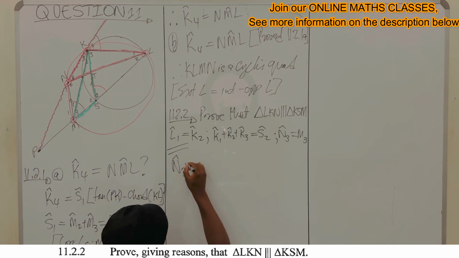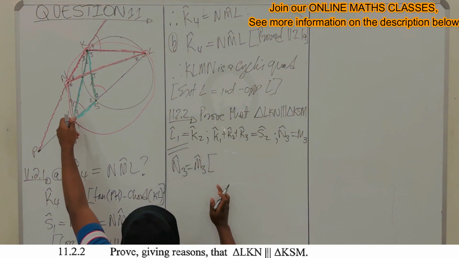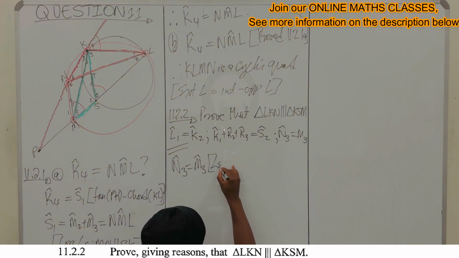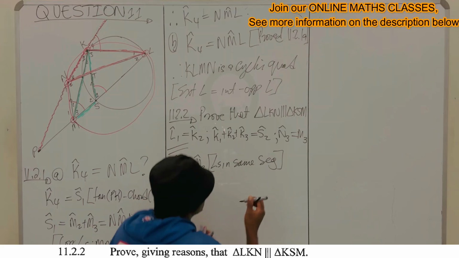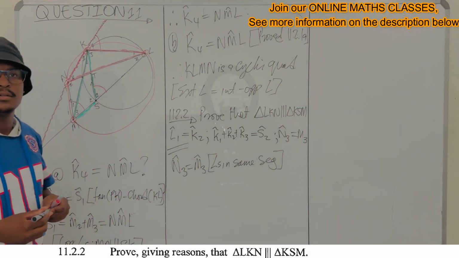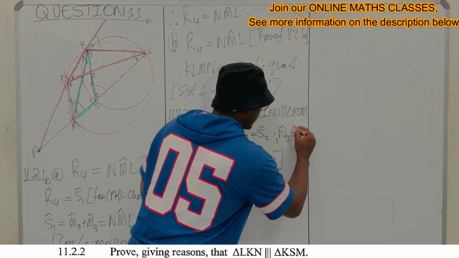Angle N3 is called angle M3. But they are both on the red circle, right? These are angles in the same segment, which means they are both subtended by the same chord, in simple terms. No problem. So we've shown this one over here.